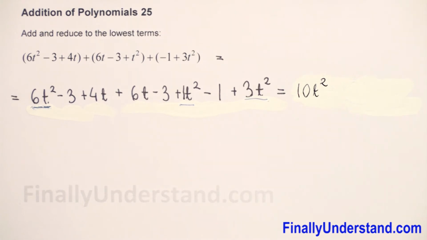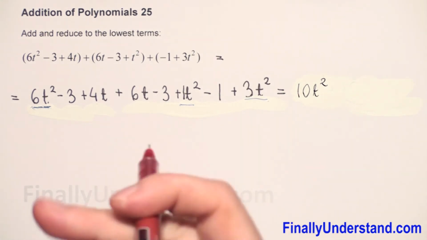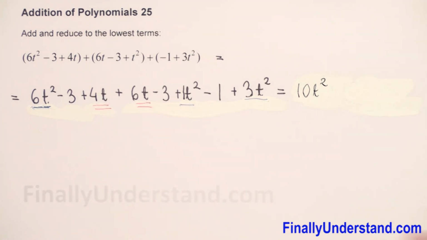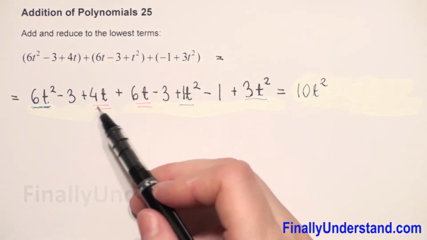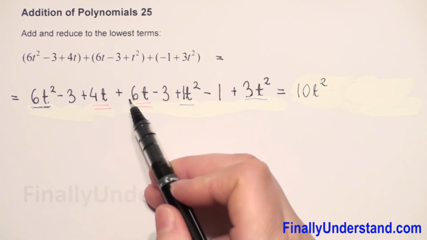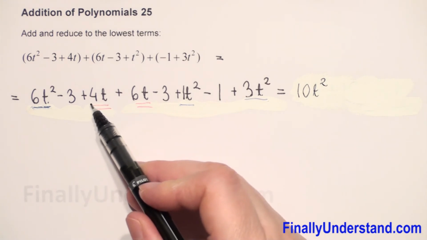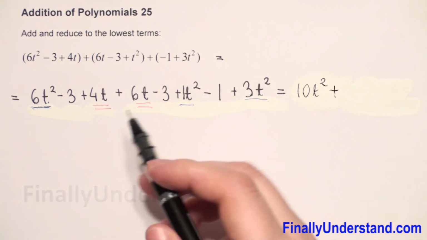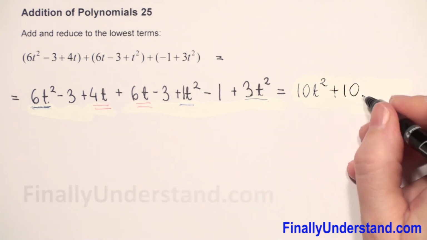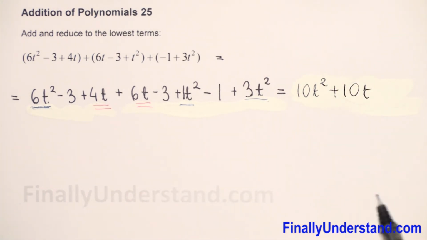Next, we will combine the terms with t. We have 4t, 6t, so 4t plus 6t. How we do this? We have to add coefficients before t, because both terms are positive, so we keep the sign positive, and we add 4 plus 6 is 10, and we have to rewrite t. Next we have to combine the constant.